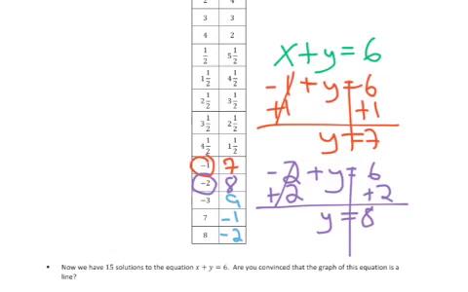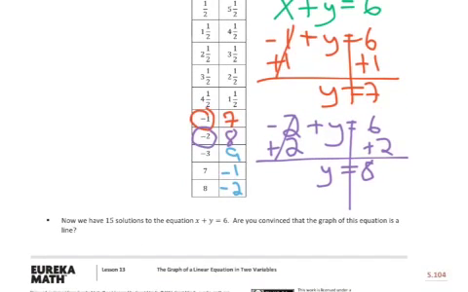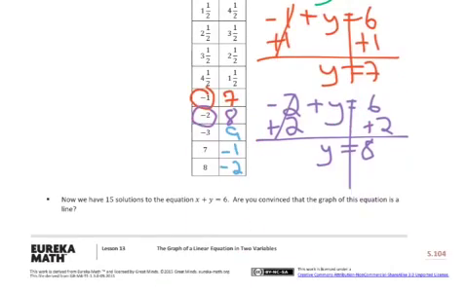So if you did this accurately, you would have come up with 9, -1, and -2. So like I said, if you're unsure on how I got those, all I did was plug in my x value and solve for y. Now this question says, now we have 15 solutions in this table to the equation x plus y equals 6. Are you convinced that the graph of this equation is a line?